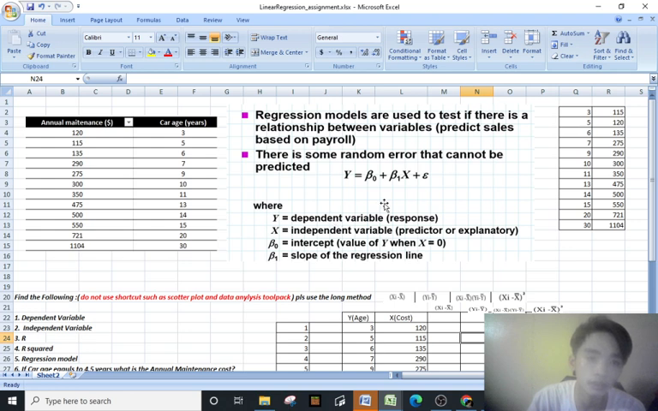Here we have x and y, and b0 and b1. First, y is the dependent variable or the response variable. x is the independent variable, or the predictor or explanatory variable. b0 is the intercept, the value of y when x equals 0. b1 is the slope of the regression line.